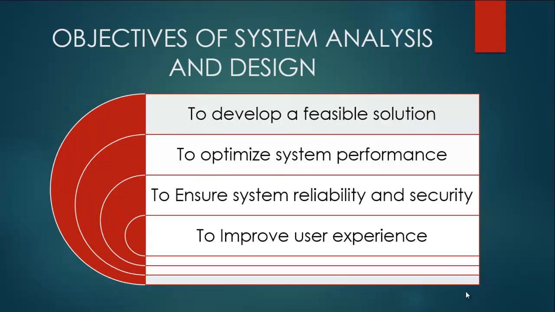We move further to develop a feasible solution. What is the present state of things and how do we hope to achieve it? Is this system helping us to achieve what we need to achieve? If not, then we have to develop a new system to help us get a solution to the present challenges we are observing. Another objective is to optimize the system performance.